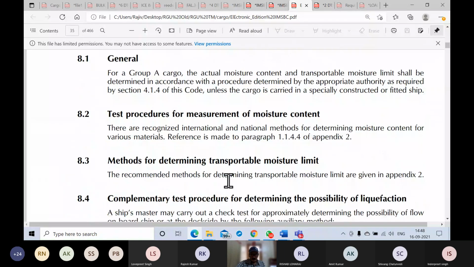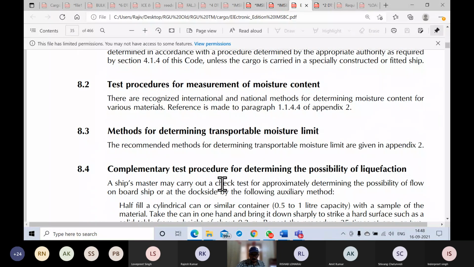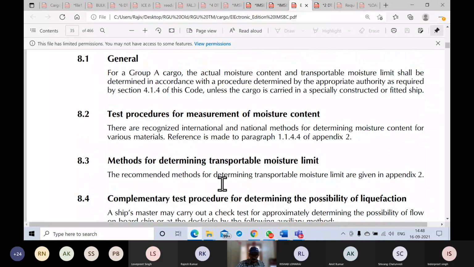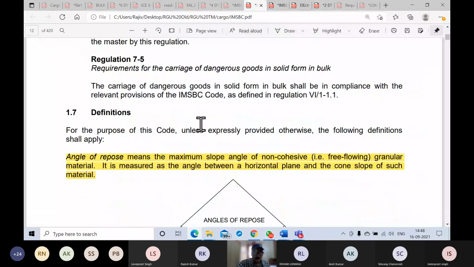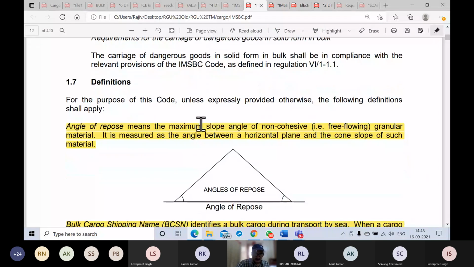Now we are going to come to test procedures, or rather the complementary test procedure, which I have also actually done in my case. We'll come back to it in a minute. Just give me a minute. We need to look at some definitions before we go to this. So now we have a look at some definitions which I advise you keep noting down.